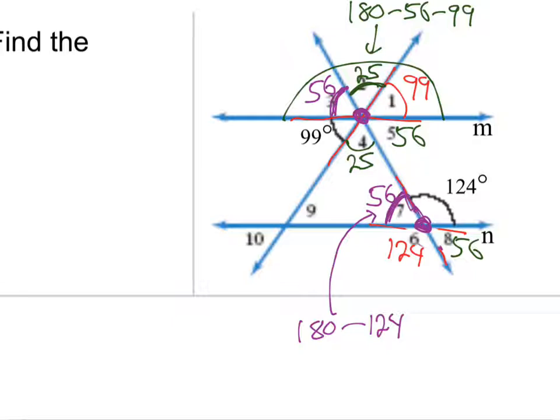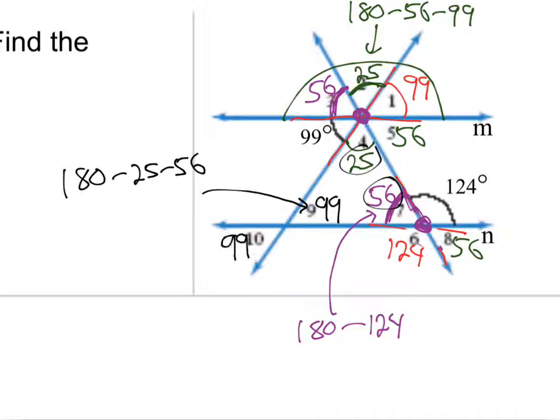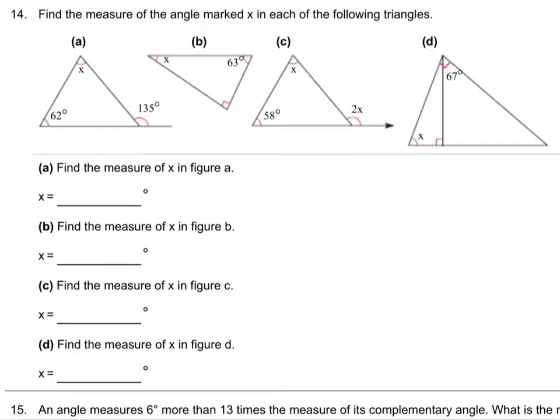Oh, we can get angle 9 because the 25, the 56, and the 9 have to make 180, because they're in a triangle. So 180 minus 25 minus 56. What is that? I'm getting 99, so that's got to be 99, and the one diagonally across has got to be 99 as well. Look at that, we found them all. All right, that's number 13.